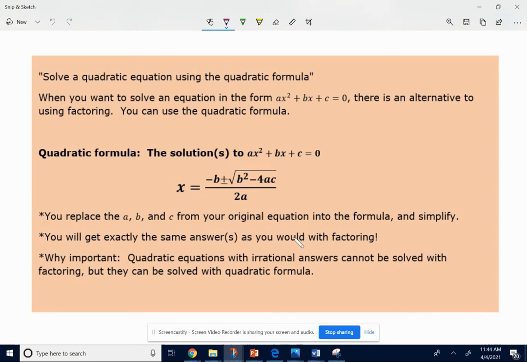But the reason why we want to be able to use this is if the left-hand side cannot be factored, you can't find the solutions to the problem that way. But you can always find the solution. Even if the left side can't be factored, you can always find the solution using the quadratic formula. So let's just do some examples.